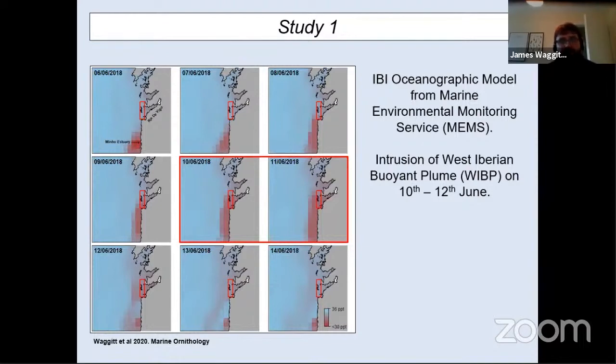But because the main river was to the south of the study site, this is where we saw the most freshwater input. But then, as you can see, over the course of the week, as the winds forced that plume to the north, it entered our study site around the 10th and the 11th of June, so about 4 to 5 days later. So this plume gradually worked its way into our study site.